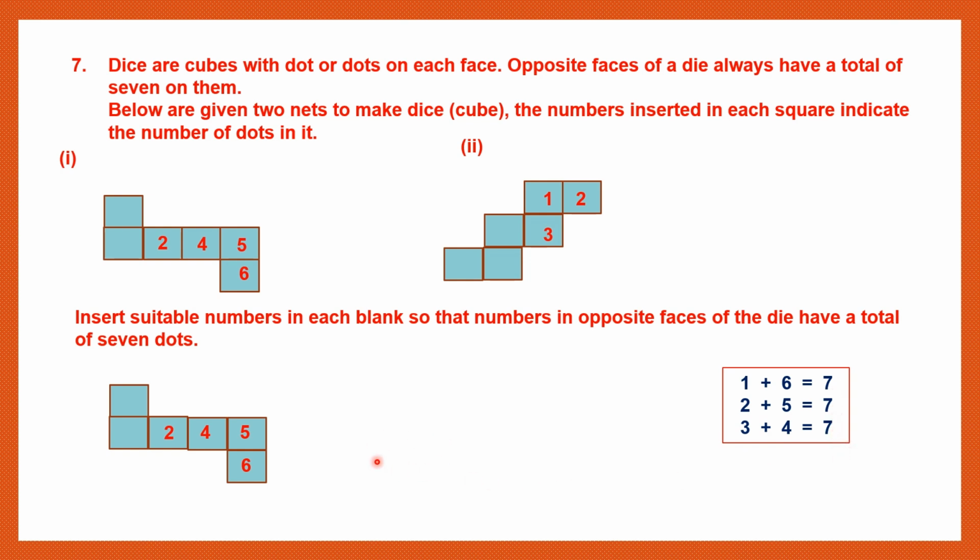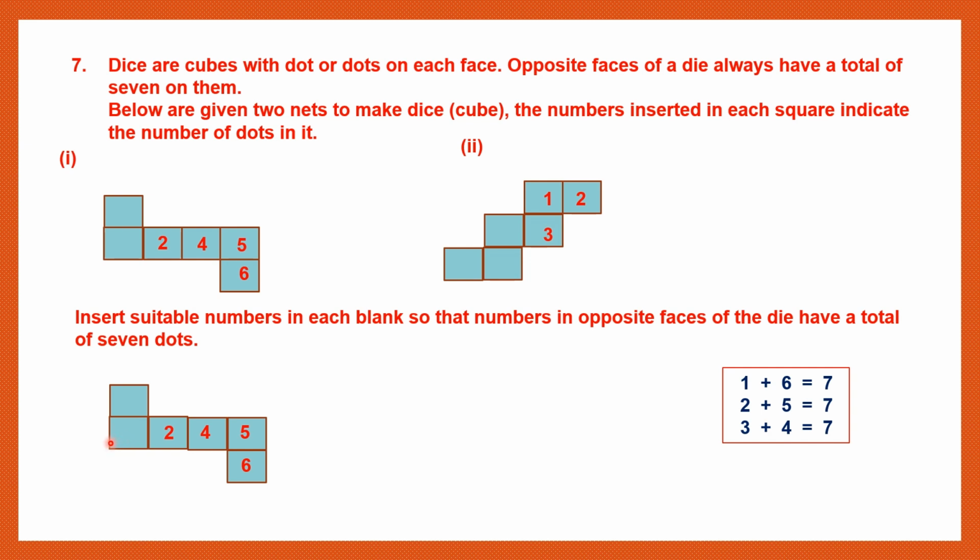So here we have to find out. Now 6 is there. Now where will 1 come? There or here? It will come in the opposite face. So which face is opposite this face? 6. So that we have to find out. Then what is the number that's going to come here? Which is the face that is opposite to this face?